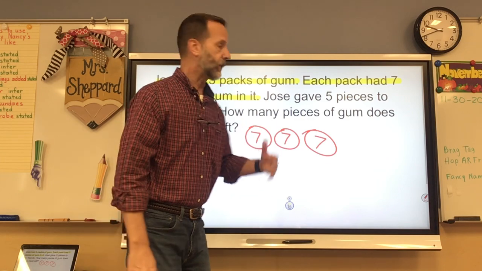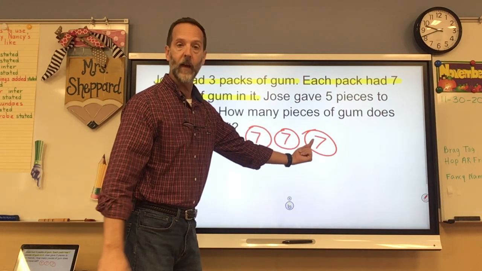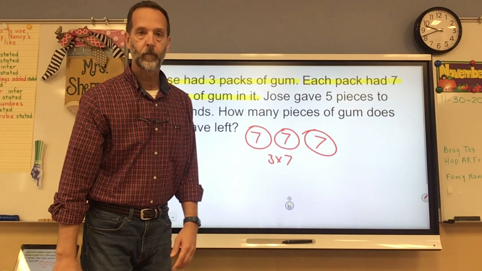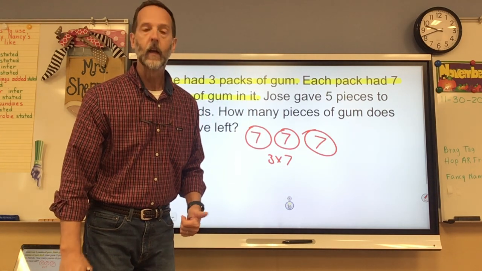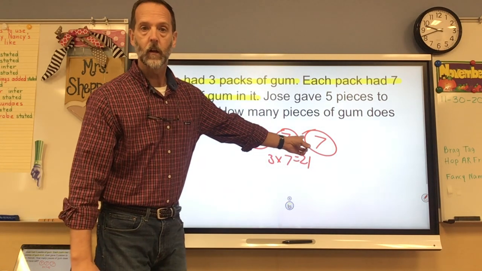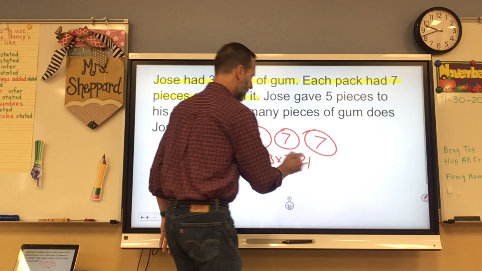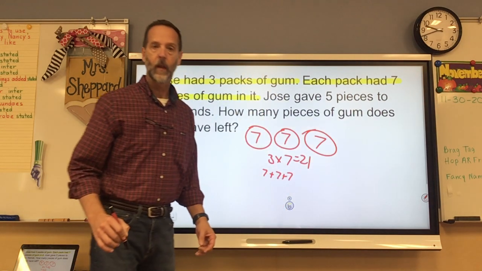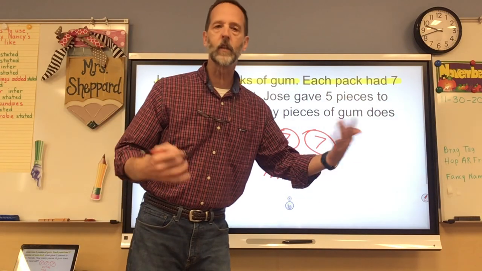There's 2 things. If you know your multiplication, I can multiply here, can't I? This is 3 times 7. What is 3 times 7? It's 21. Could I have added? Could I have done 7 plus 7 plus 7? Yes. Repeated addition is multiplication.